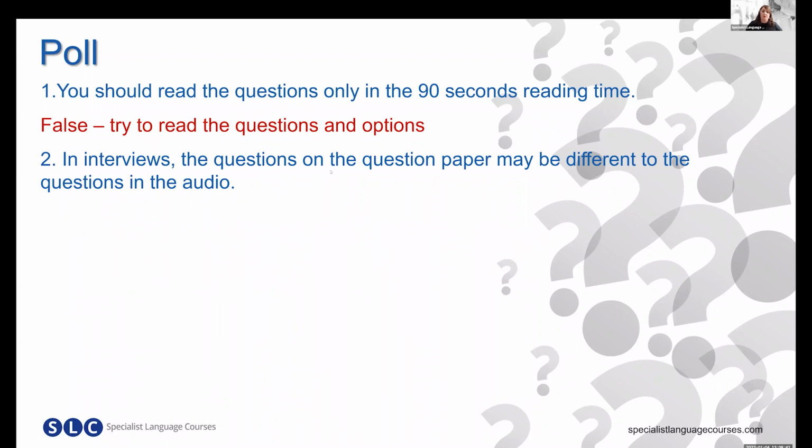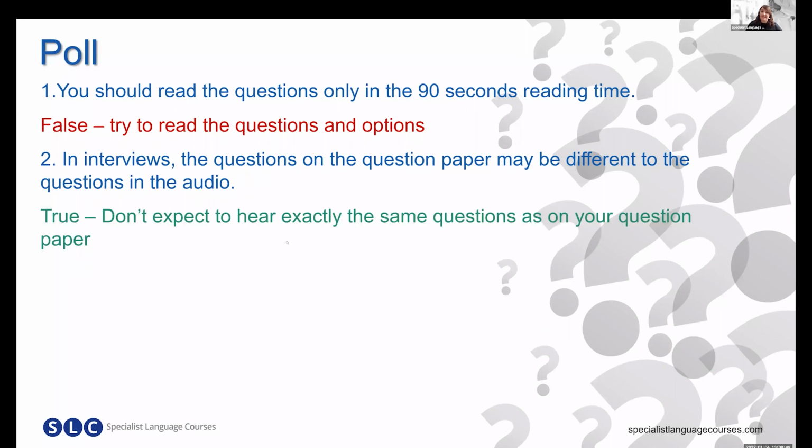Number 2, the questions on the question paper may be different to the questions the interviewer uses in the audio. This is true. So don't expect to hear exactly the same questions as you can see on your question paper. In fact, sometimes the interviewer may not even use a question, they may use a statement, which we're going to look at a little bit today.